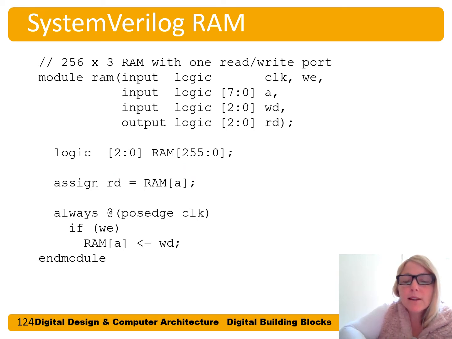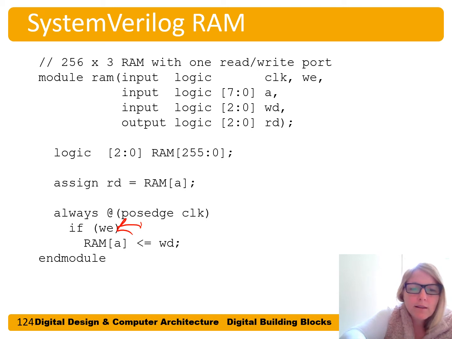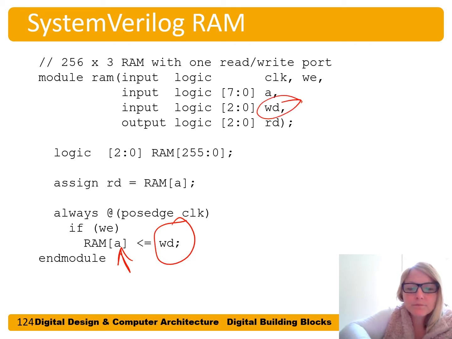And we want to only write at the clock edge because we want to make sure the data that we're writing, that write data, WD, is stable. We also want to make sure we actually want to write the array, so we have this write enable. At the positive edge of the clock, if write enable, then RAM at address A gets written with the write data, with this 3-bit write data input, WD.